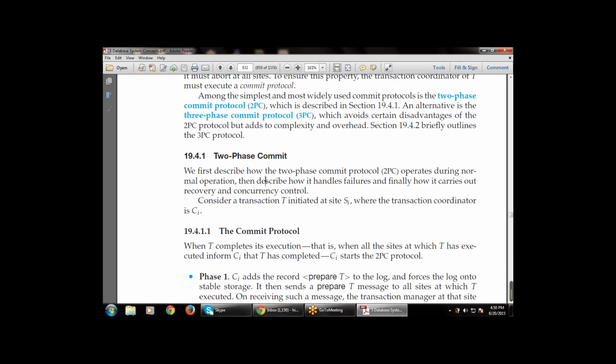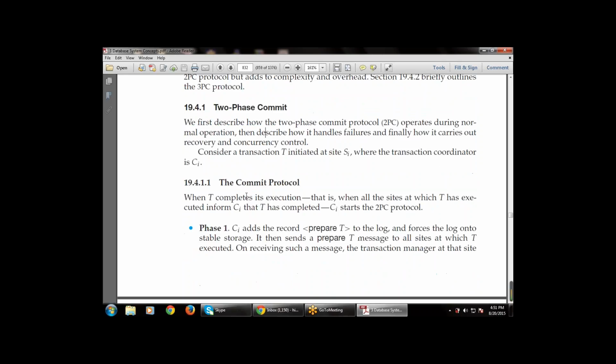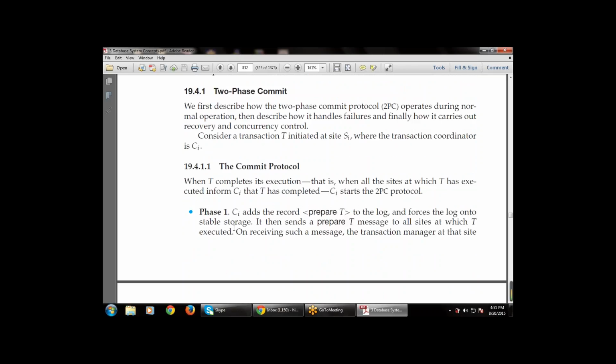Now what is phase 1? C1 adds the record prepare T to the log and forces the log onto stable storage. It then sends a prepare T message to all the sites at which T executed.